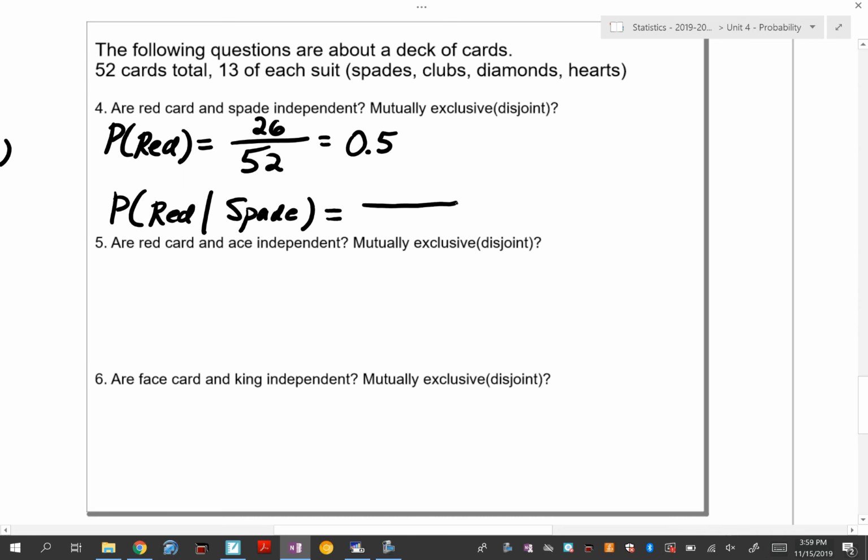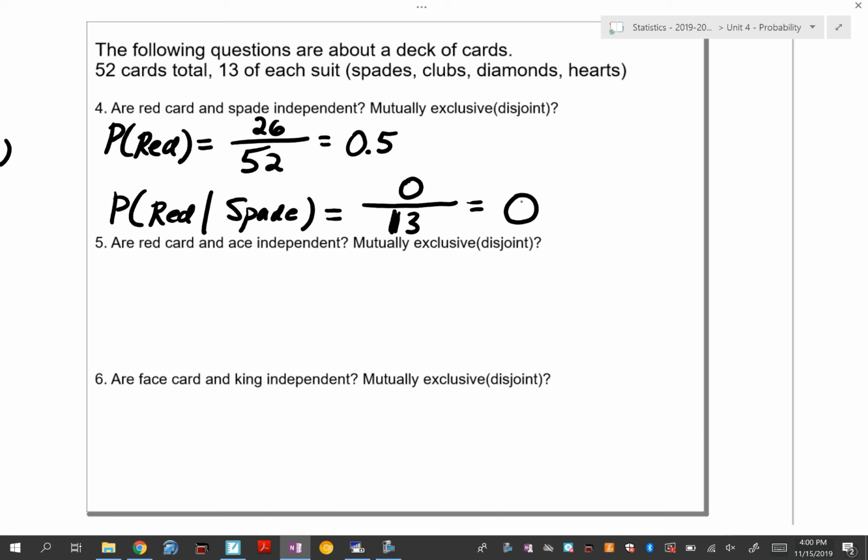So how many spades are there? There are 13 spades. And how many of those are red? 0. So now it went to 0. If these two events are independent, what should you see at the end? The same number. If they're independent and I tell you something else happened, then it should be the same, right? Because they would have no bearing on the other one. They'd have to be the same. So are they the same?